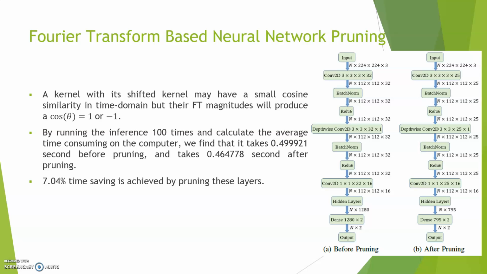The reason we use Fourier analysis instead of time domain analysis is that a kernel and its shifted kernel may have a very small cosine similarity, but their frequency responses will produce a cosine equal to 1 or minus 1. So in this way, we can find which two are similar efficiently in the Fourier domain. By running the inference 100 times, we found that we can save about 7% time. Here's a graph to show the network before pruning and after pruning. You can see that the network is smaller than before, so we accelerate the network.